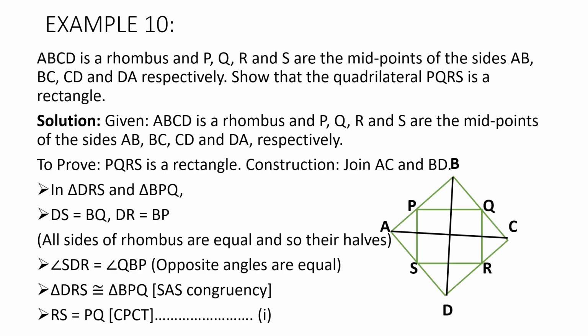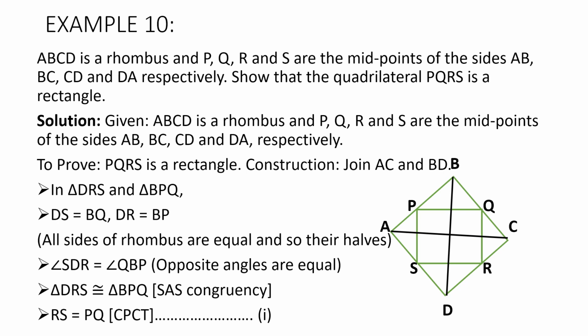Example 10. ABCD is a rhombus and P, Q, R and S are midpoints of sides AB, BC, CD and DA respectively. Show that the quadrilateral PQRS is a rectangle. Now we are given that ABCD is a rhombus and P, Q, R, S are midpoints of the four sides. We want to prove that PQRS is a rectangle. So first thing is we join AC and BD.